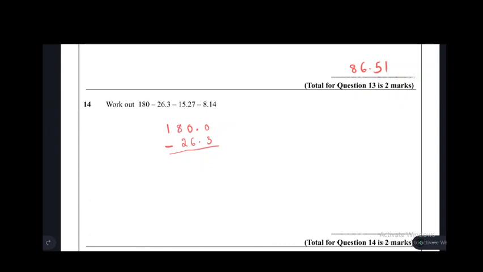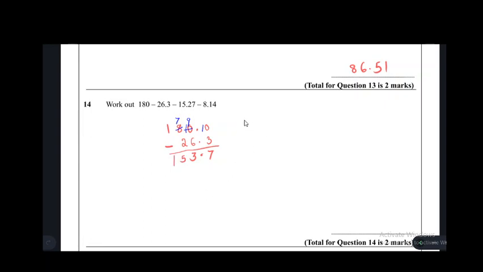I go to the next place value, so I'm gonna borrow from 8. So if I borrow from 8, I'll remain with 7. This will become 10, and then I borrow again 1. This becomes 9, and then this becomes 10. 10 take away 3 is 7. I'm going to use the red color. 10 take away 3 is 7. We bring down the decimal point. 9 take away 6 is 3. 7 take away 2 is 5. And then 1 take away nothing is just 1.